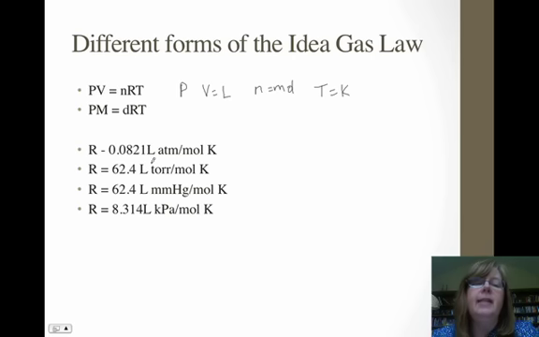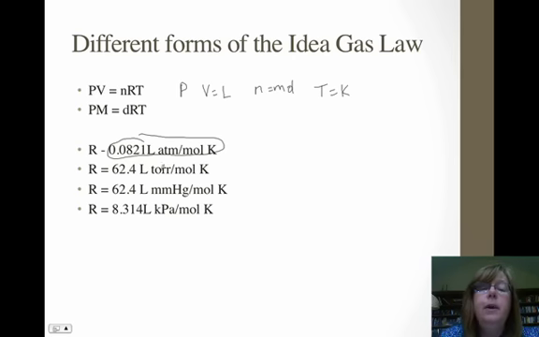All right, let's talk about the gas constant R. If you notice, all of them have these really long units. So 0.0821 liters times atmospheres divided by moles Kelvin. If your pressure in this equation is in atmospheres, this is the value of R that you will use. Now, if you look at the next value of R, 62.4, notice the only thing that's different from the other R is the unit of pressure. If your unit of pressure is torr or millimeters of mercury, the value of R that you would plug into the equation is 62.4.